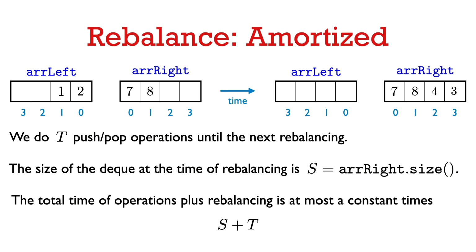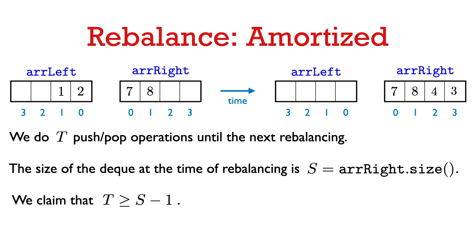So now we've argued that the total time of all the push and pop operations plus the time to do the next rebalance is at most a constant times the sum of S plus t. So to show that the amortized cost of pop front is constant, it suffices to show that S plus t is at most a constant times t. Because a constant times t averaged over t operations gives a constant. So we're going to show that t is actually at least S minus 1. Let's see why this is the case.